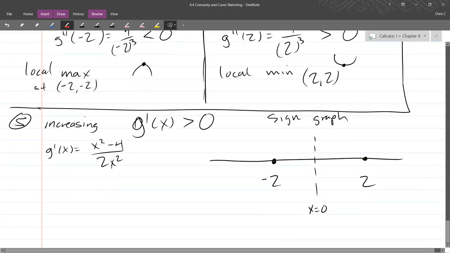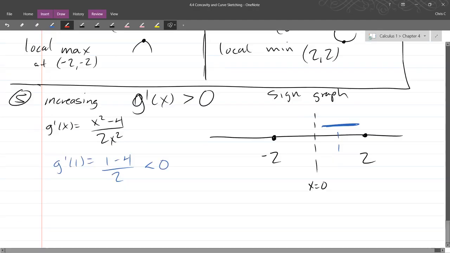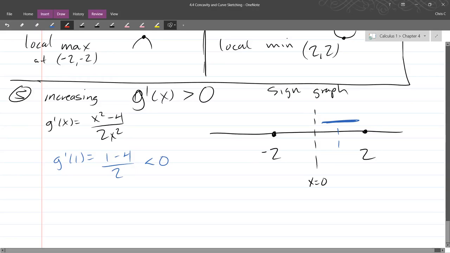So let's go ahead and plug in positive 1. So I will switch the blue marker, go positive 1. G prime of 1, we have 1 minus 4 over 2, less than 0. So this whole part is negative right there. You can plug in three other x values and figure out positive or negative. I'm not going to do that. That way of doing things is absolutely fine.